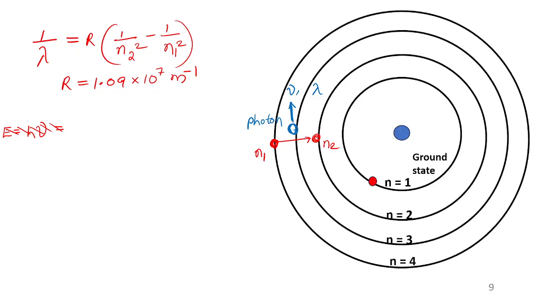But the second formula is widely used. The second formula: the emitted photon will have a wavelength given by 1 by lambda equal to R into 1 by n2 square minus 1 by n1 square. R is a constant having the value 1.09 into 10 raised to 7 per meter. Till this we studied yesterday, right? Clear? Okay, next is atomic spectra.